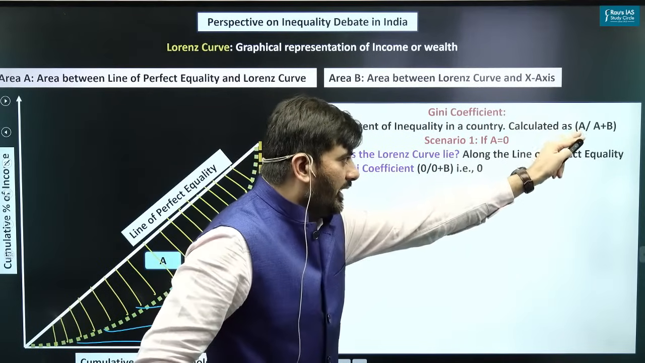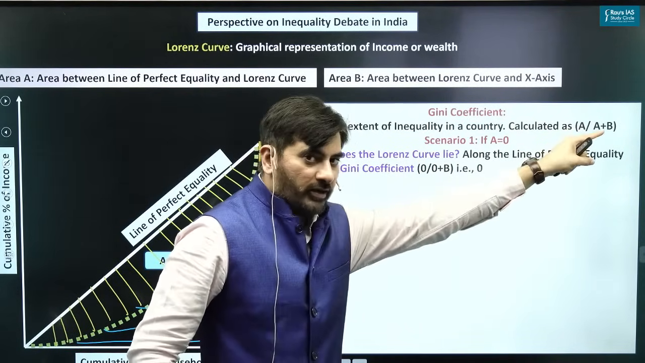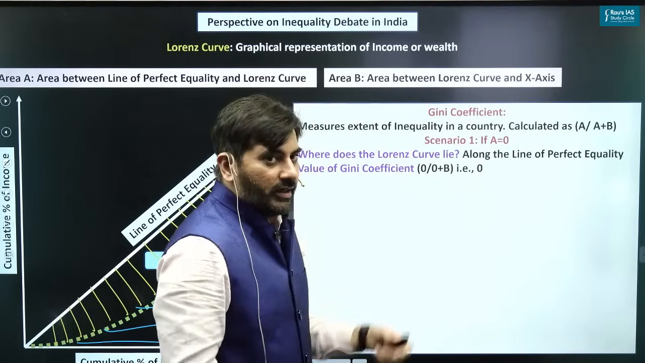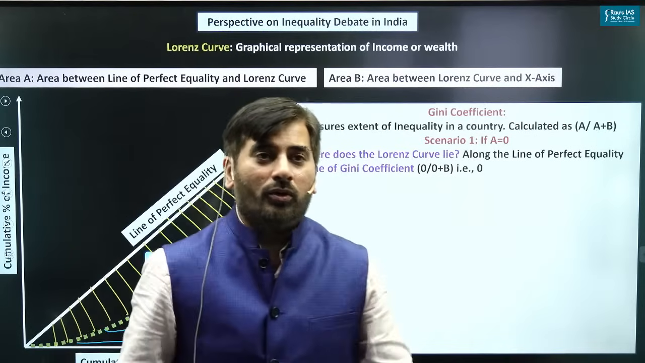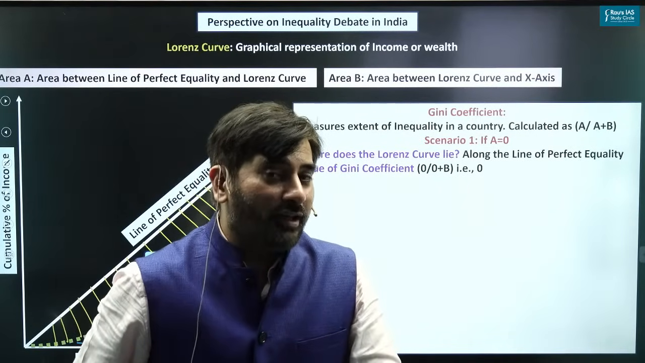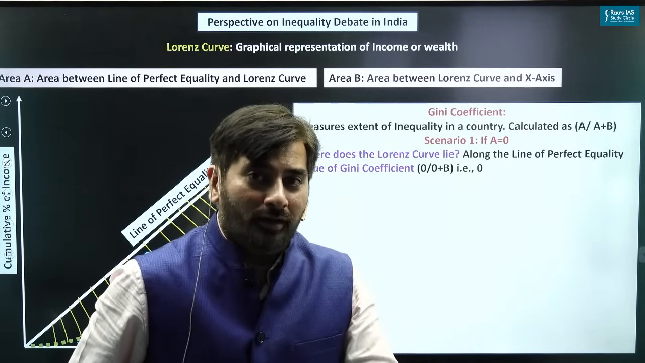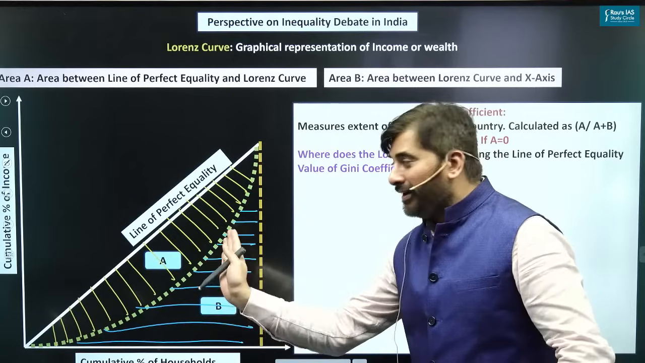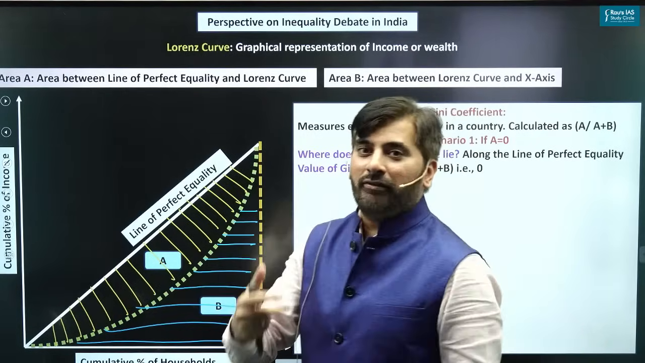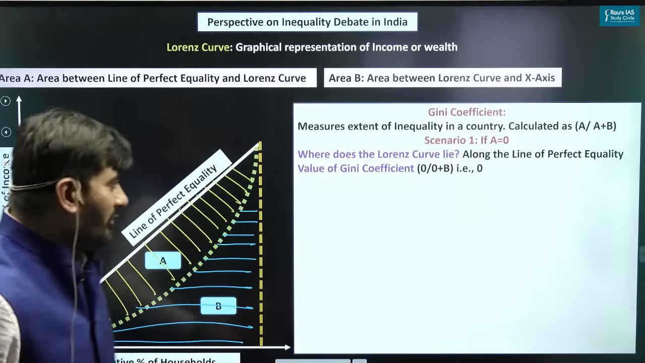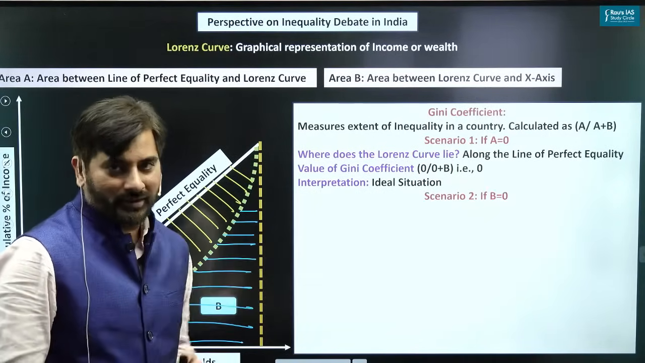Gini coefficient is A divided by A plus B. A is equal to 0. 0 divided by 0 plus B. You have 0 in the numerator. So what will be the Gini coefficient? 0. So think, if the Gini coefficient is equal to 0, can I say the country is perfectly equal? Because where is the Lorentz curve lying? The Lorentz curve is lying along the line of perfect equality. I hope you're getting this point. So the country is perfectly equal. That is our interpretation. The country is perfectly equal, which is idealistic.